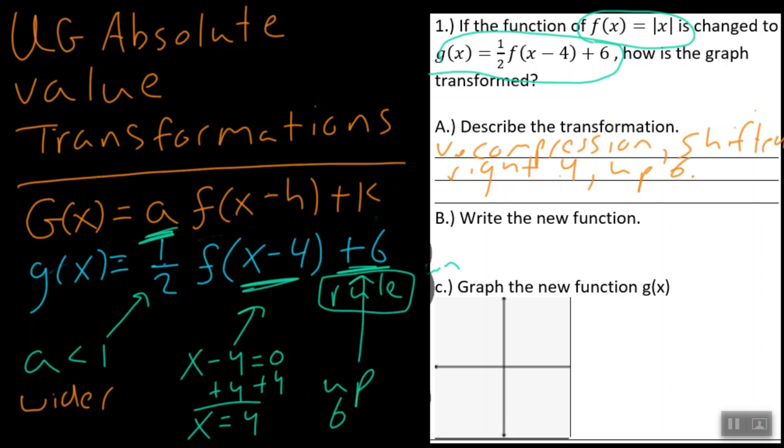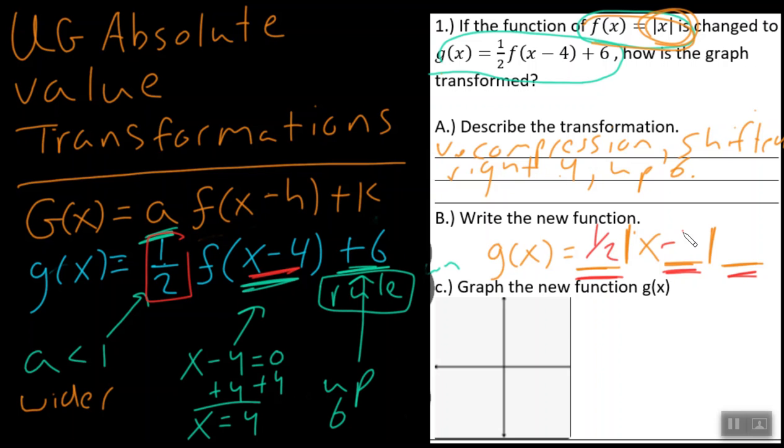Now, for our original function f of x, what we do is this. We write the new function g of x is equal to, and we leave a space here. We write whatever the function is, in this case absolute value bars, and let's write x. We're going to leave a space, and then leave a space. I want you to identify this: we have the front of the function, inside the function, and outside the function. In front of the function is our a value, so we just copy that down, 1/2. And then inside the function we have x minus 4, so our x minus 4.